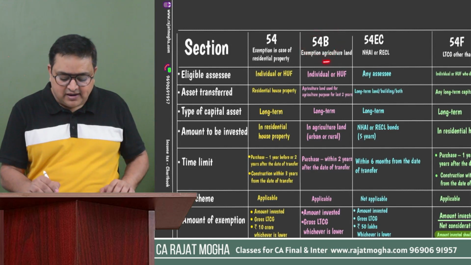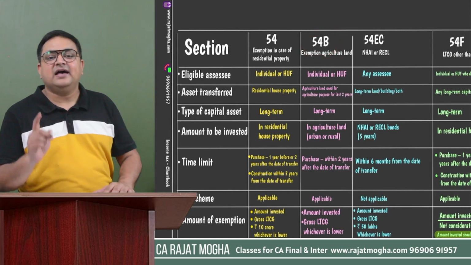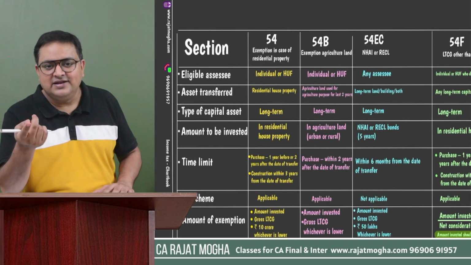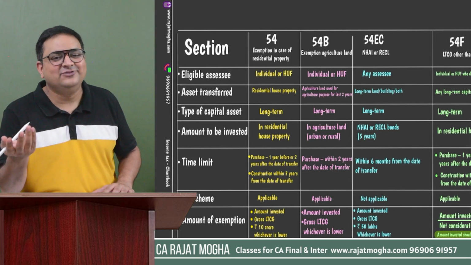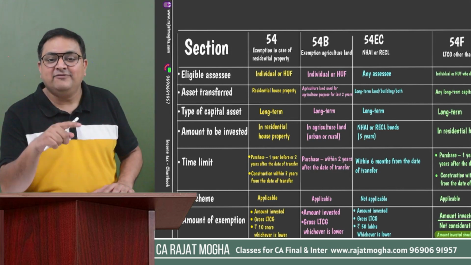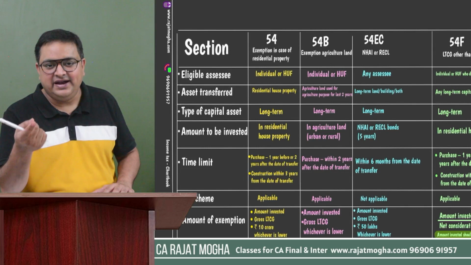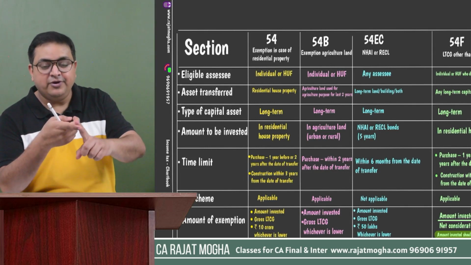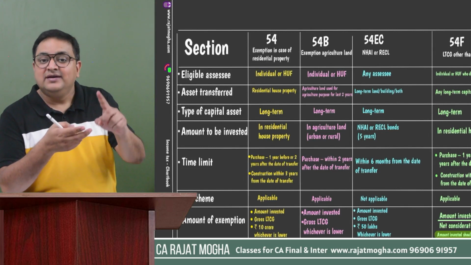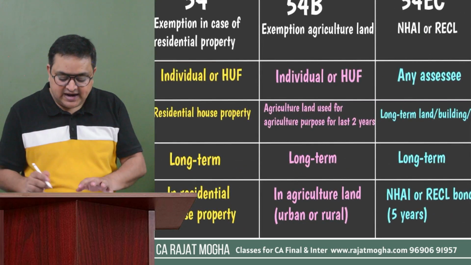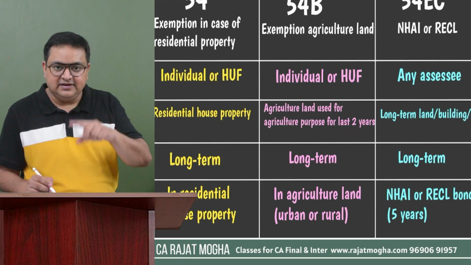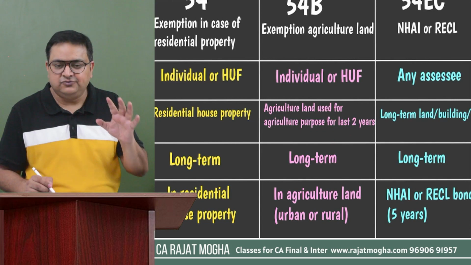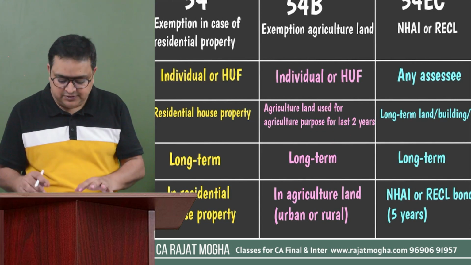54B is for agricultural land. It is again for individual and HUF only. If the assessee has transferred rural agricultural land, there is no issue, there would be no capital gain. But if the assessee has transferred urban agricultural land and would like to claim exemption, then they can claim under section 54B. A few important points. It is only for individual and HUF. The second important point is that the agricultural land must have been used by the assessee, the individual or the HUF, at least for the last 2 years. It must be used for agriculture purpose.